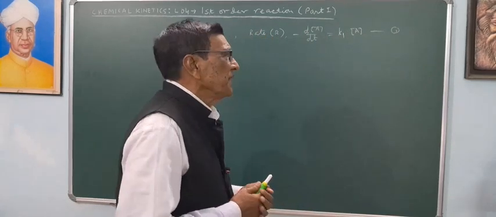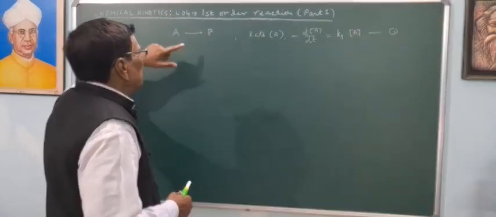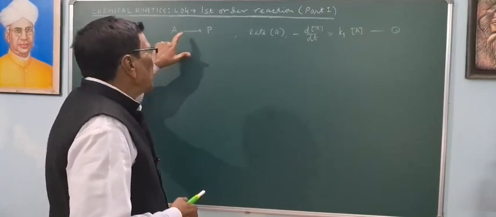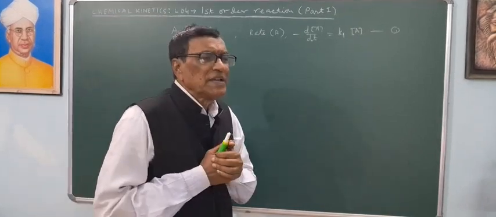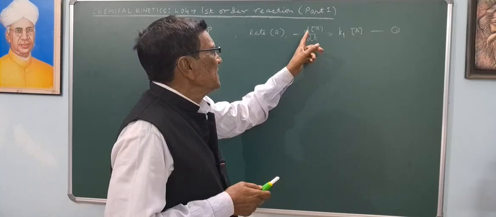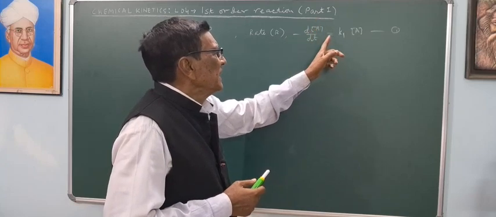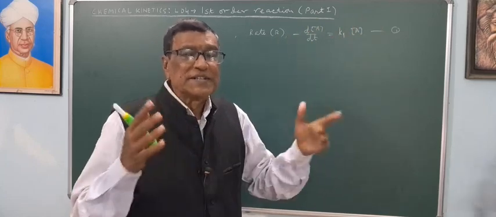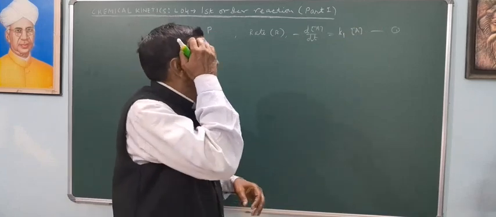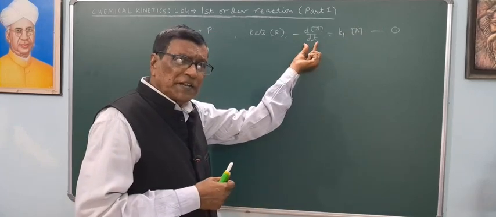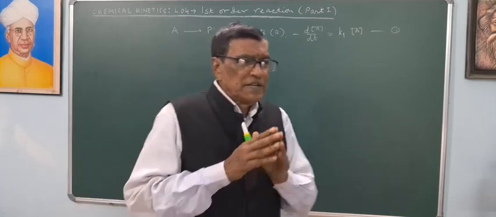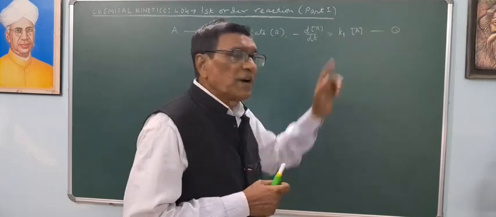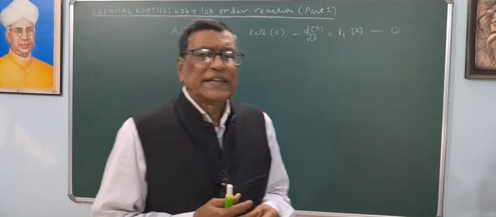So this reaction can be written as A to P, where A is the initial reactant and P is the product. And the rate is minus d concentration of A by dt equal to K1 and concentration to the power 1. Single power means it is a first order reaction. Within this small time interval dt, the reactant concentration decreases by dA, and K1 is the rate constant.